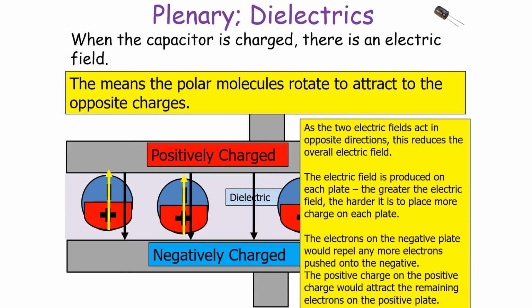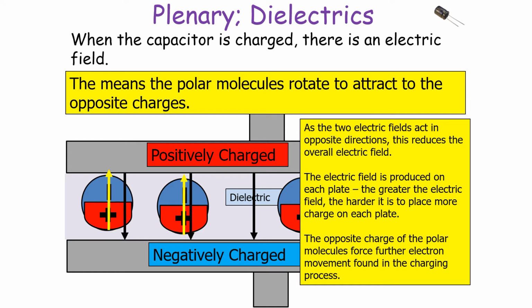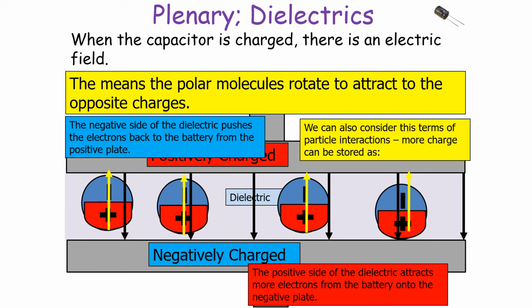So because we've reduced the electrical field overall, it's important to note that this process can force further electron movement found in the charging process. So you can consider it that the negative side of the dielectric pushes the electrons back to the battery from the positive plate, making them more positive, and the positive side of the dielectric attracts more electrons from the battery onto the negative plate, allowing more charge to be stored, increasing the capacitance.